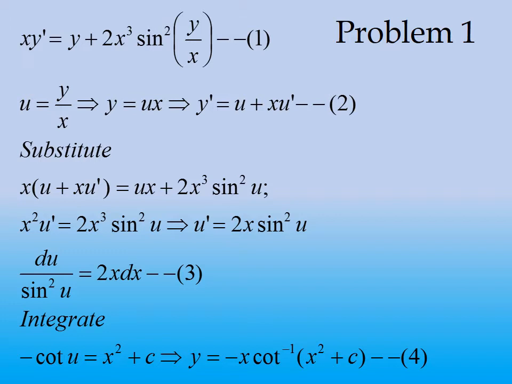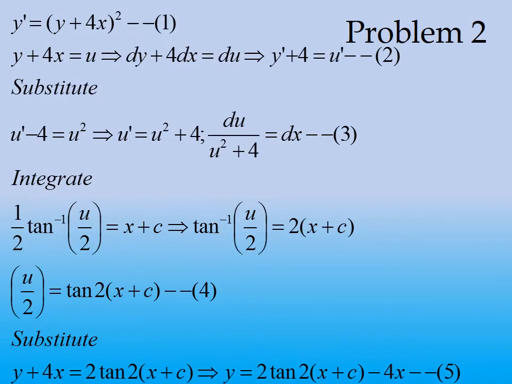Now it is of the separable form. So if you keep u term in one side and x term in another side, then you can write du by sine squared u is equal to 2x dx. Now if you integrate, then the integral of du by sine squared u is minus cot u. So it is minus cot u is equal to x squared plus c. So u is your y by x. Now you substitute the value, then y is equal to minus x cot inverse of x squared plus c. This is the general solution of the given ordinary differential equation.